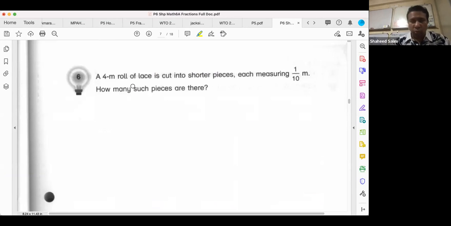So now I want you to imagine what you are going to do. Every time you need to cut, what sign is this? It's divide. Cut means divide. Remember that. So something is divided. What is this 4 meter roll divided into? Like that, it's 4 divided by 1/10. That's all they're asking you. You get it or not?